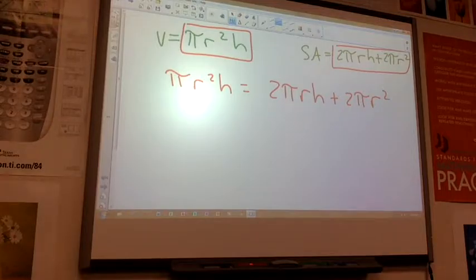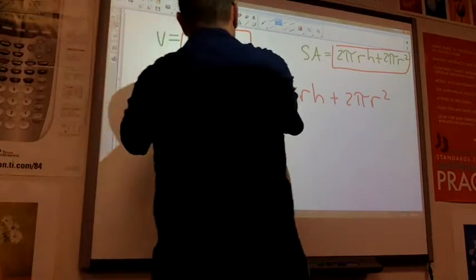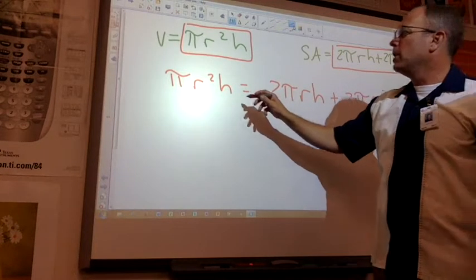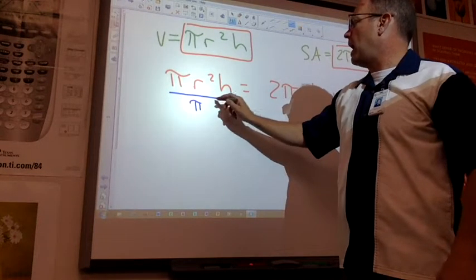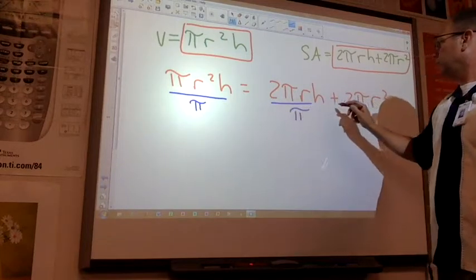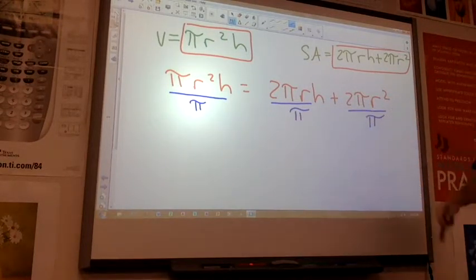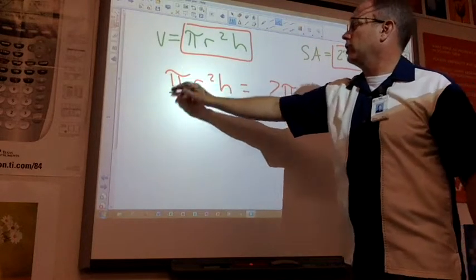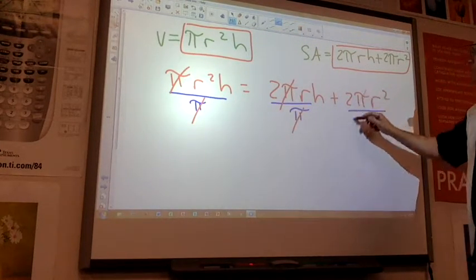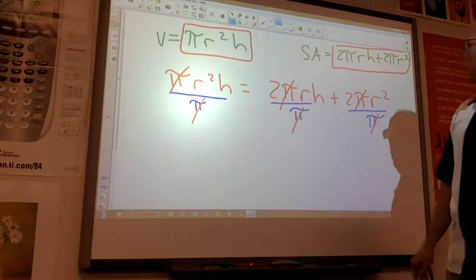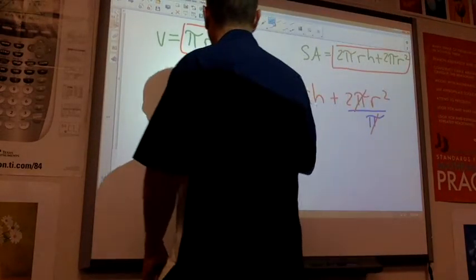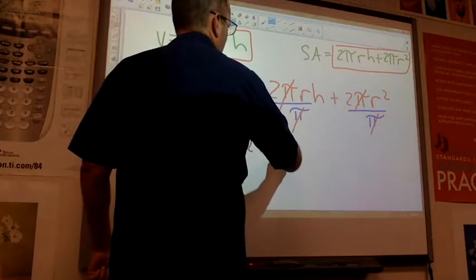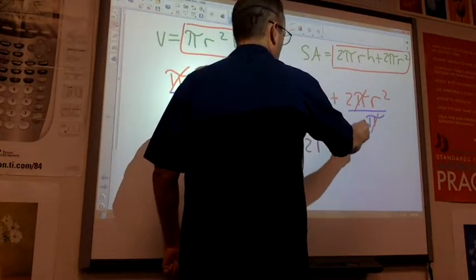It looks like I have 3 terms, right? I have this term here, this term here, and this term here. So this is a little thicker problem. If I were to divide everything by pi, what's that going to do? Does that cancel this, and this, and this? So then we get r squared h equals 2rh plus 2r squared.